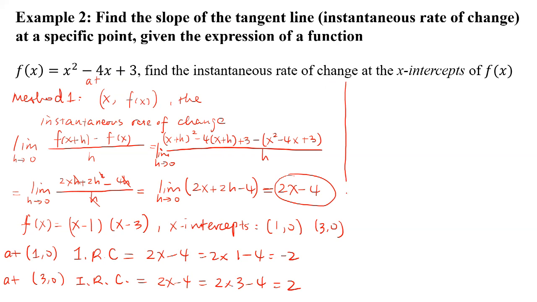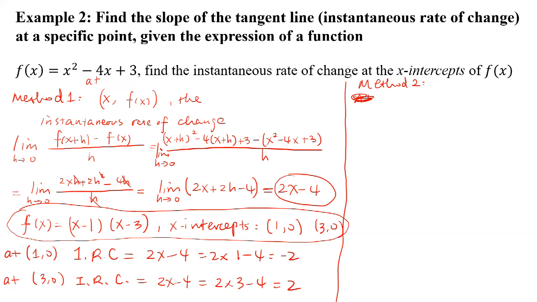All right, so there is another method, in which we evaluate the instantaneous rate of change at each of the specific points directly. First we need to find the zeros of f(x), the x-intercepts of f(x). We can factor f(x) into (x - 1)(x - 3). And then the x-intercepts are (1, 0) and (3, 0). I'm not going to write it here, okay?